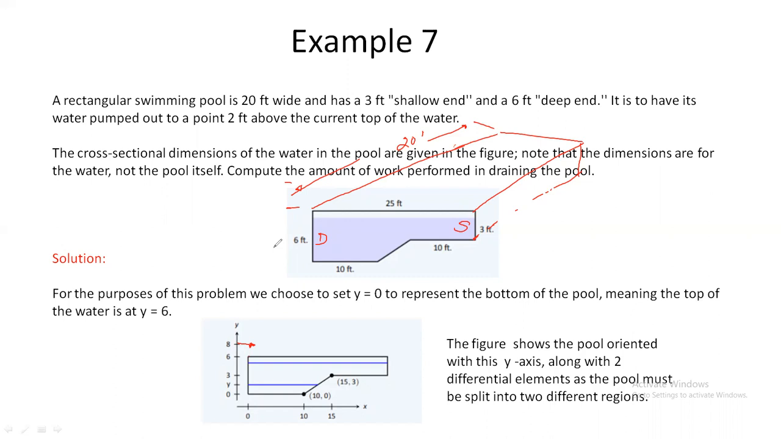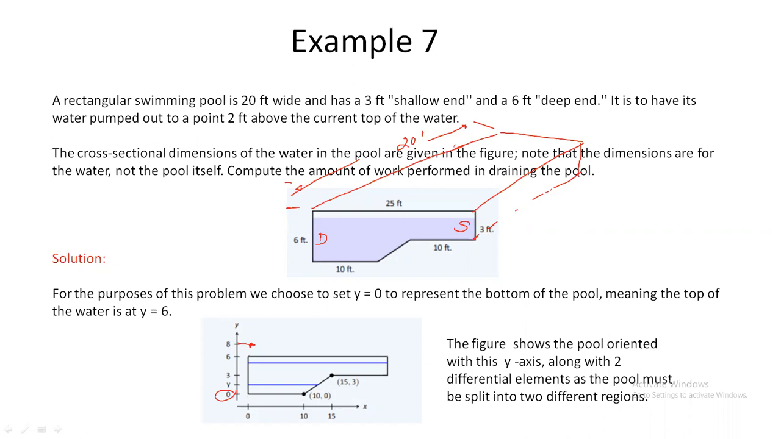Now, for the purpose of this problem, we choose to set y equal to 0 to represent the bottom of the pool. So this is the bottom of the pool, and the y there is 0, meaning the top of the water is at 6 feet. So if the pool again is full of water, the top of the water is 6 feet. And this pool water will be pumped out to this height, 2 feet above the top of the pool. The figure shows the pool oriented with the y-axis along with 2 differential elements, as the pool must be split into 2 different regions.